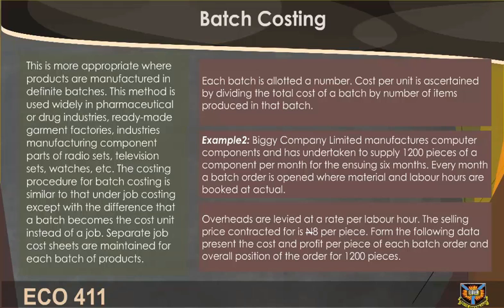Example 2. Biggie Company Limited manufactures computer components and has undertaken to supply 1,200 pieces of a component per month for the ensuing 6 months. Every month, a batch order is opened where material and labor hours are booked at actual. Overheads are levied at a rate per labor hour. The selling price contracted for it is 8 naira per piece. From the following data presented, calculate the cost and profit per piece of each batch order and the overall position of the order for 1,200 pieces.